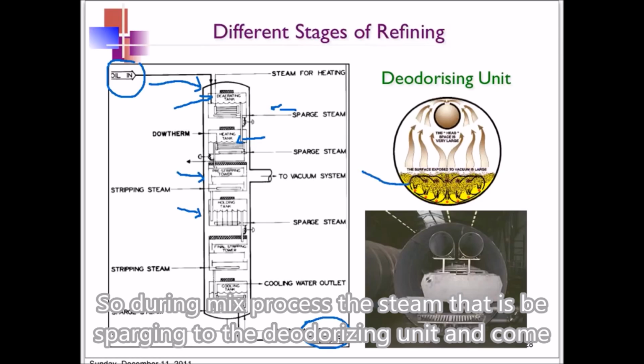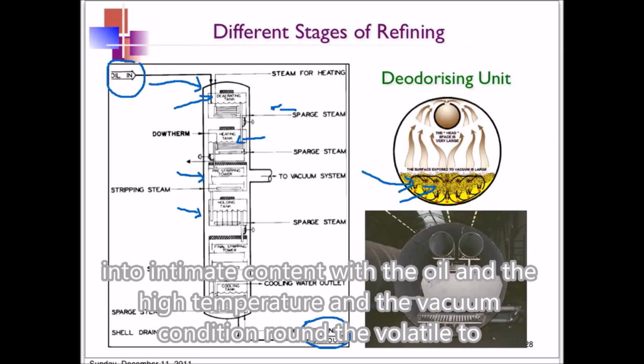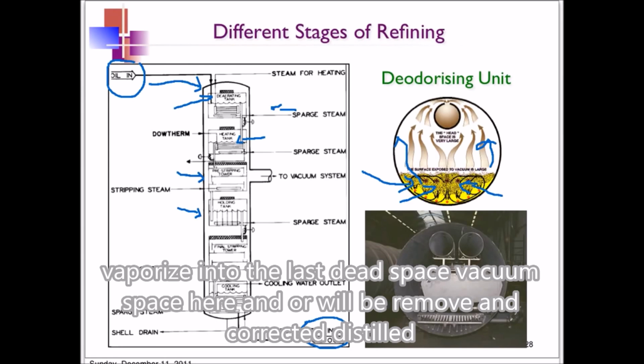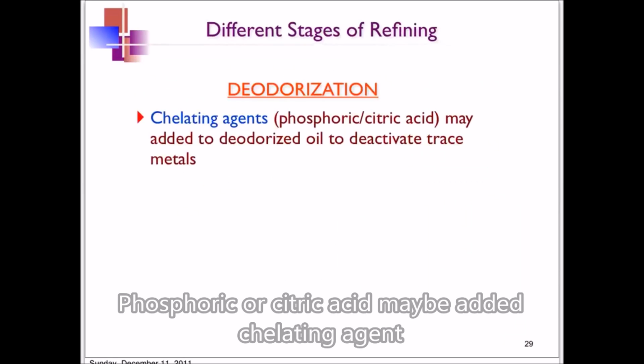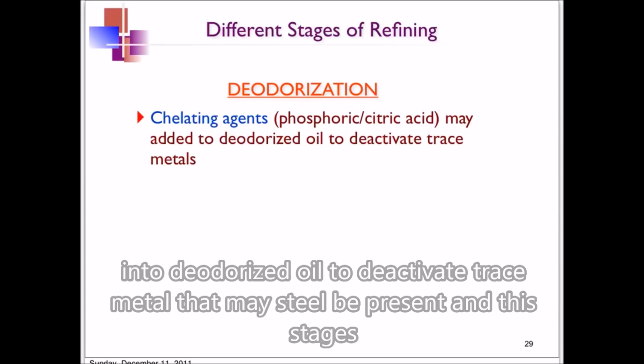So during this process, the steam will be sparged into the deodorizer unit and will come into intimate contact with the oil, and the high temperature and the vacuum condition will allow the volatiles to vaporize into the large headspace vacuum space here, and will be removed and collected as distillate. Phosphoric or citric acid may be added as chelating agents into the deodorized oil to deactivate any trace metals that may still be present at this stage.